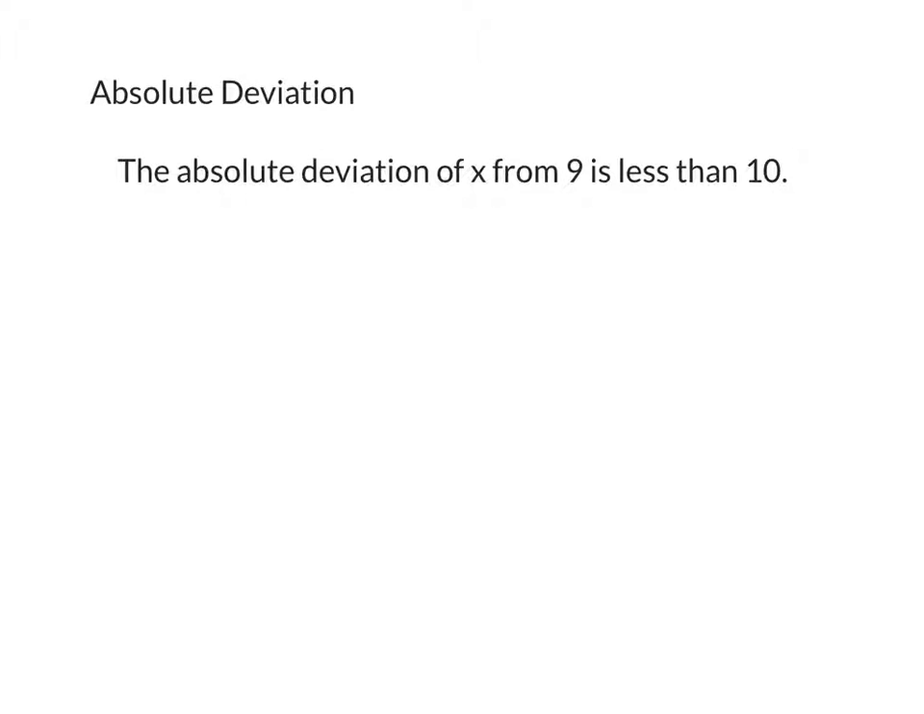Absolute deviation is the amount something can vary from a set point. So this says the absolute deviation of x from 9 is less than 10. Okay, so let's think about what that means. The absolute deviation of x from 9 is 10. What that means is, since it says from 9, we're going to start off with 9 minus x, because that's going to be the deviation, the amount of change from one to the other, and the absolute value is less than 10.